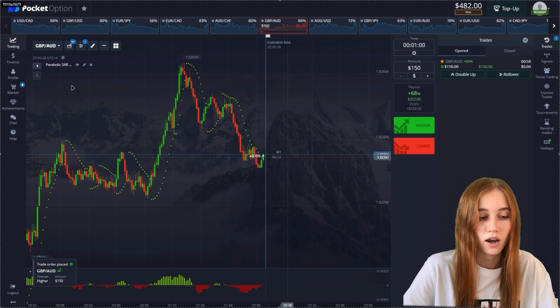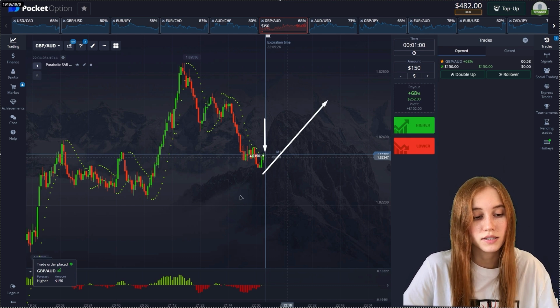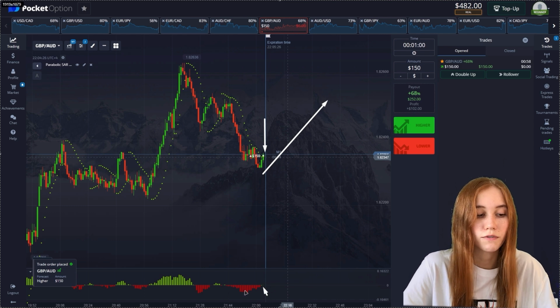Further, if we look at our first parabolic indicator, we see that the point crosses. That means the trend will change. And according to the second indicator, we see that two green bars are formed. That also means an increase in the trend.